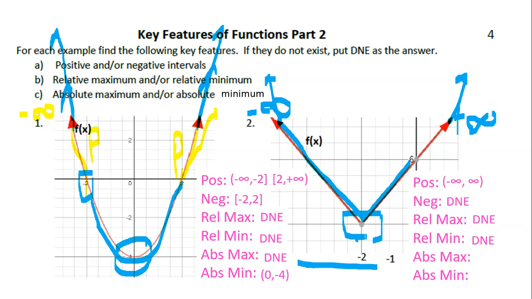Absolute maximum would be the highest definite point. We don't have one of those because the graph keeps going up on both sides. Absolute minimum would be this point right here, which is -2. This is +4. -2, 4. I'm not sure where I got the -1 from.